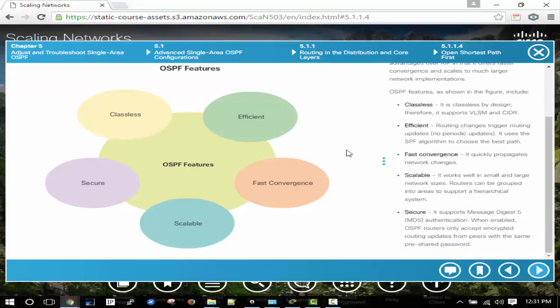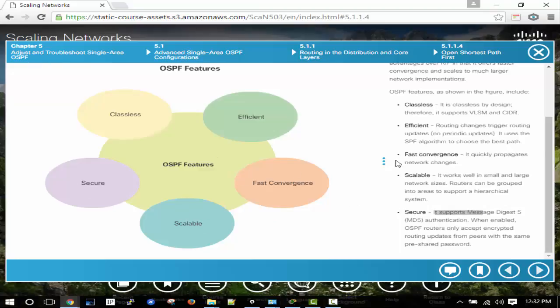Fast convergence. Whenever we say advanced, what it's saying is we want it to converge faster. So if something goes down, we want it to converge faster. Fast convergence typically means 1 to 3 seconds when we're talking about EIGRP or OSPF, so we could have it back up and running within 1 to 3 seconds of it being down. Hopefully nobody would notice. Scalable. Well, OSPF as a single area is probably not the best to scale or to converge, but we can make it so.